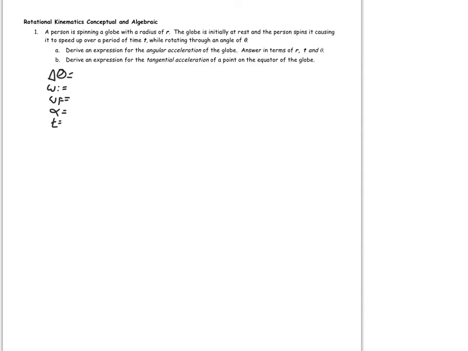Let's get started here with the rotational kinematics problem. For this one, we have a globe that's initially at rest, and it's going to begin to speed up and start spinning, and we first want to get the angular acceleration of the globe. So we know it's initially at rest, so our initial velocity is 0. We're told that it rotates through an angle of theta, so that's our delta theta, and our time then is just going to be t.